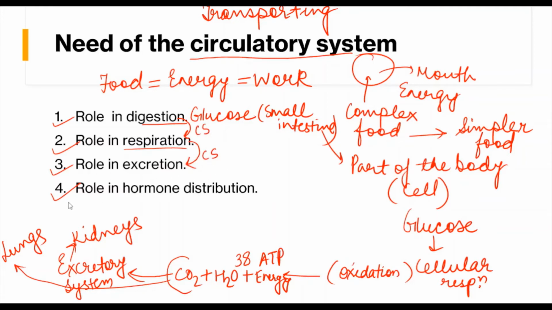Now what about the need of circulatory system for hormone distribution? See children, hormone is generally produced by the endocrine glands. There is one exocrine gland also, that is the pancreas. Pancreas is actually both an endocrine gland as well as an exocrine gland. ठीक है, वो दोनों तरह से बिहेव करता है.